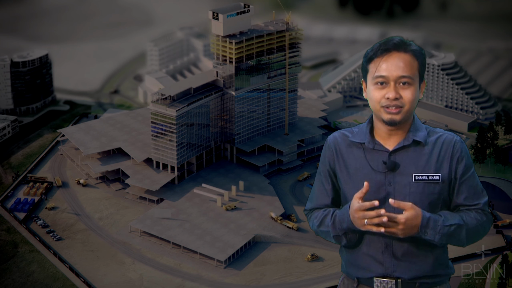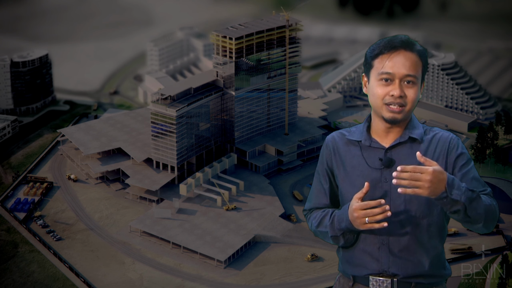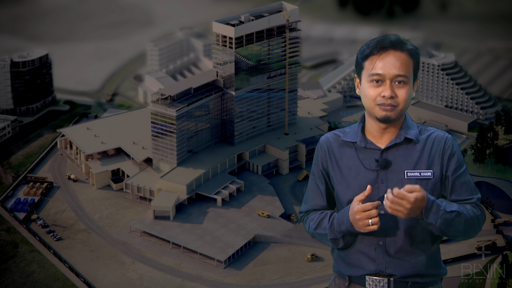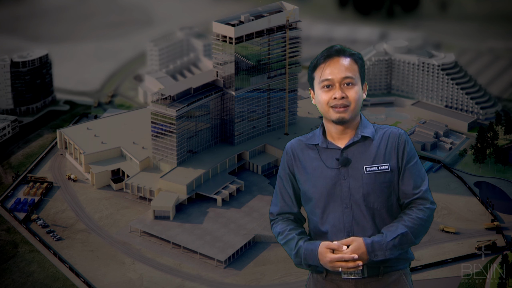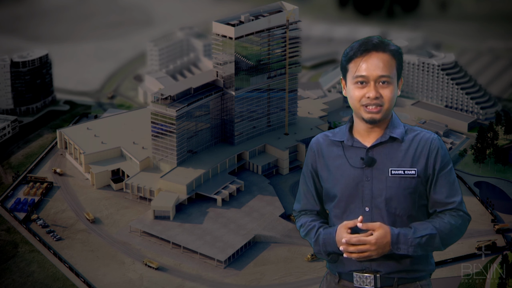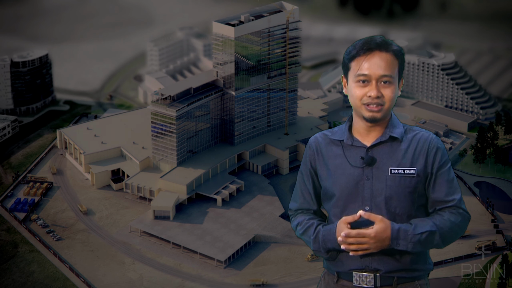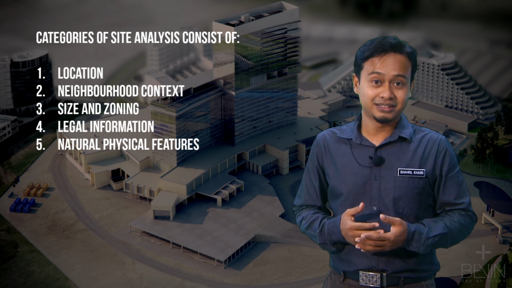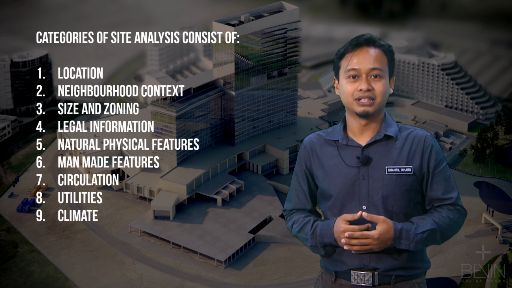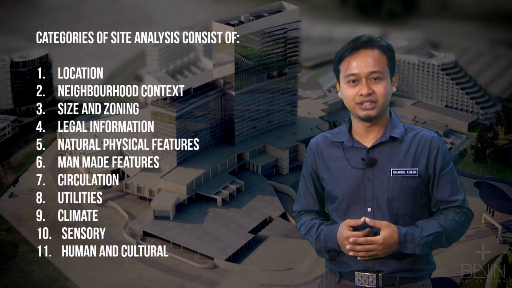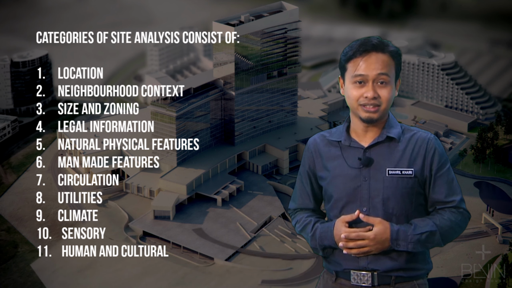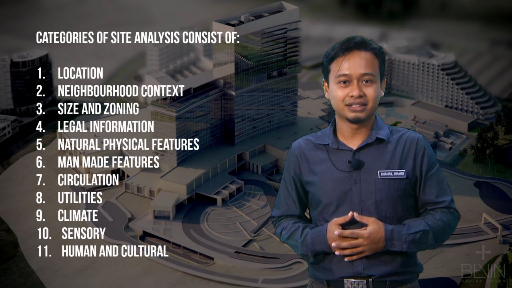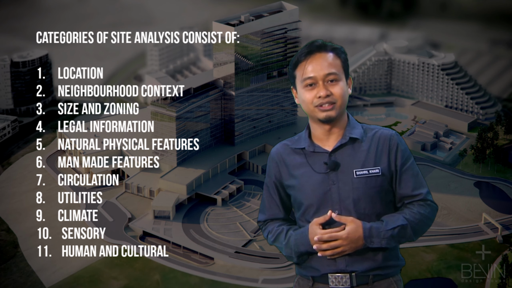We are encouraged to stay on the site for a length of time to observe changes in climate or subjective data such as movement and pedestrian use of the site. There are several information categories that site analysis consists of: first, location; second, neighborhood context; third, size and zoning; fourth, legal information; fifth, natural physical features; sixth, man-made features; seventh, circulation; eighth, utilities; ninth, climate; tenth, sensory; and eleventh, human and cultural.